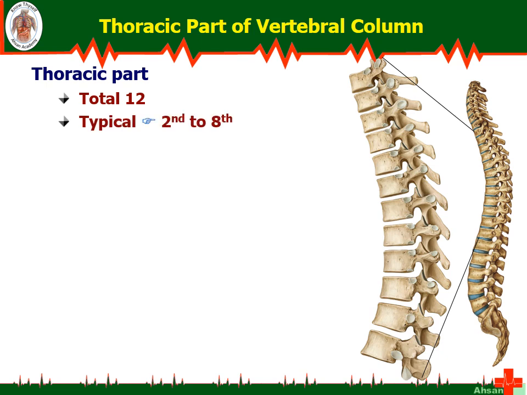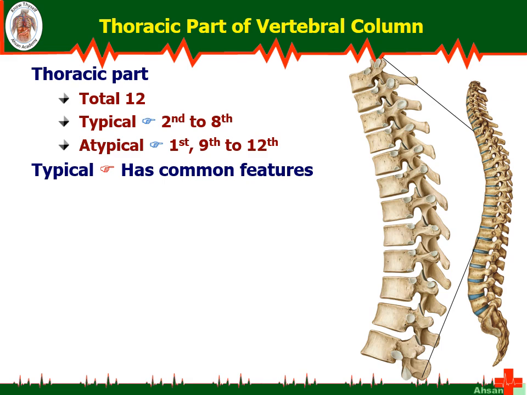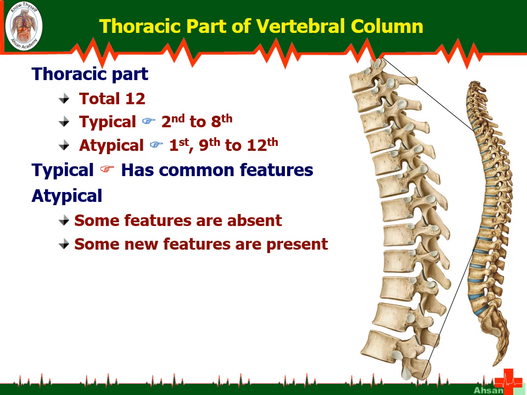Of them, 2nd to 8th are typical in nature. The first one, as well as the 9th, 10th, 11th and 12th are atypical in nature. What does typical mean? That each member of this typical group contains similar characteristics and no deviations. Atypical means some of the features that are present in the typical thoracic vertebra are absent and some special features are present.